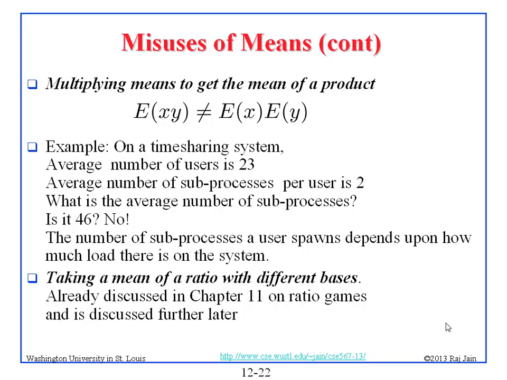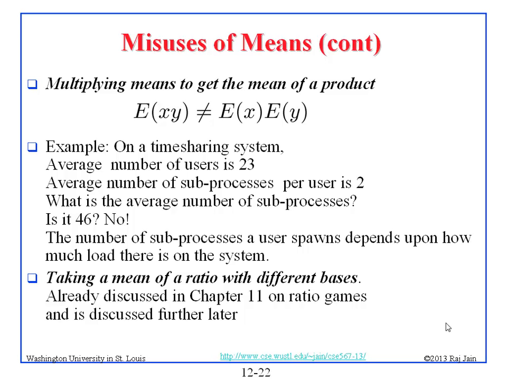So on a time sharing system, the average number of users is 23. The average number of sub-processes per user is 2. So the average number of sub-processes is not 23 times 2, 46, because there is a correlation between these two. If the number of users is high, people don't spawn many sub-processes. On the other hand, if there are no other users, we do 1500 things at the same time. So they are correlated variables, and you cannot just multiply the two means to get the total.